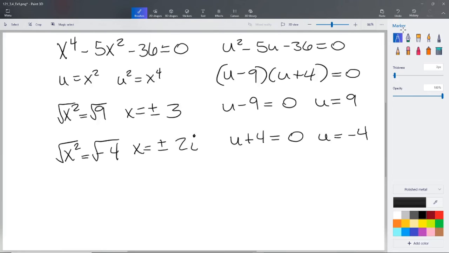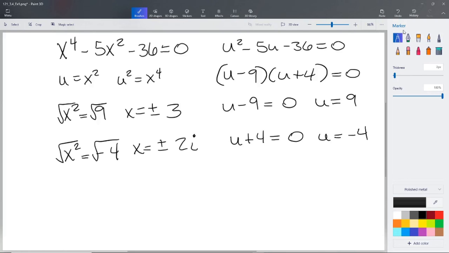So this has 4 answers to it. We came back to the original, and if I ask how many answers it is going to have, you would say it has 4, because the highest power is 4. And so we have 4. We have plus or minus 3, there's 2 answers. And we have plus or minus 2i, there's 2 more answers. The answers aren't always real. Sometimes they're real and imaginary in nature.